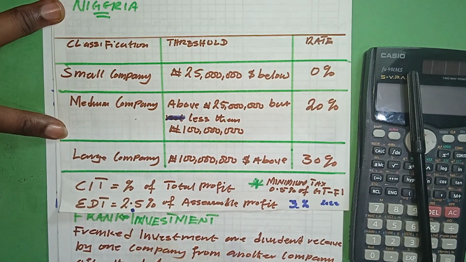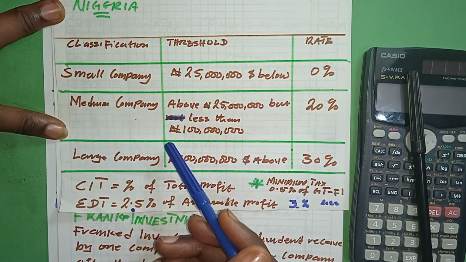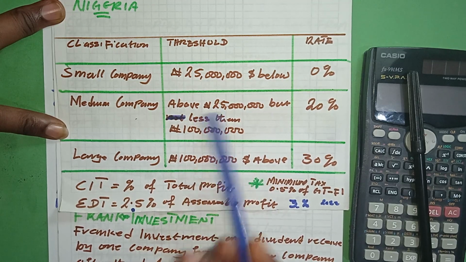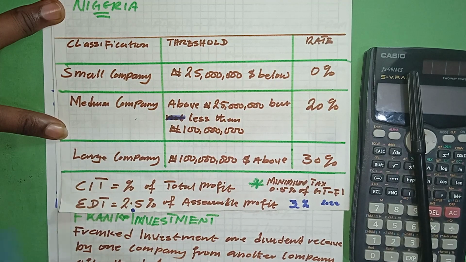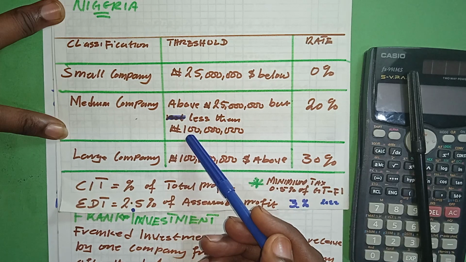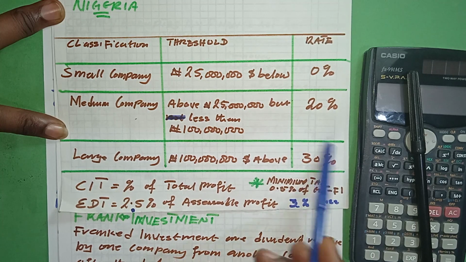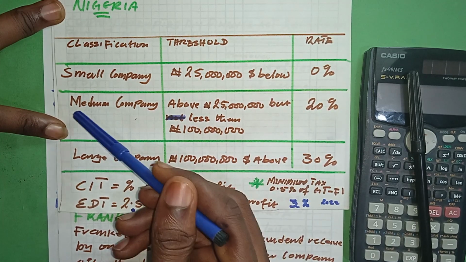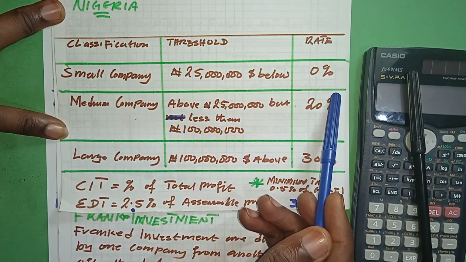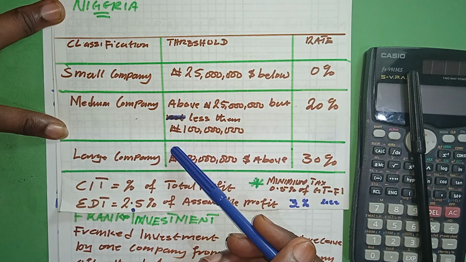Now, the medium company must earn above 25 million, but less than 100 million. That's to say, it must be above 25 million and it must not get to 100 million for you to enjoy 20%. If you hit 100 million or above, you're not going to enjoy 20%, you're going to pay 30%. So a medium company enjoys 20% where they hit above 25 million and less than 100 million.